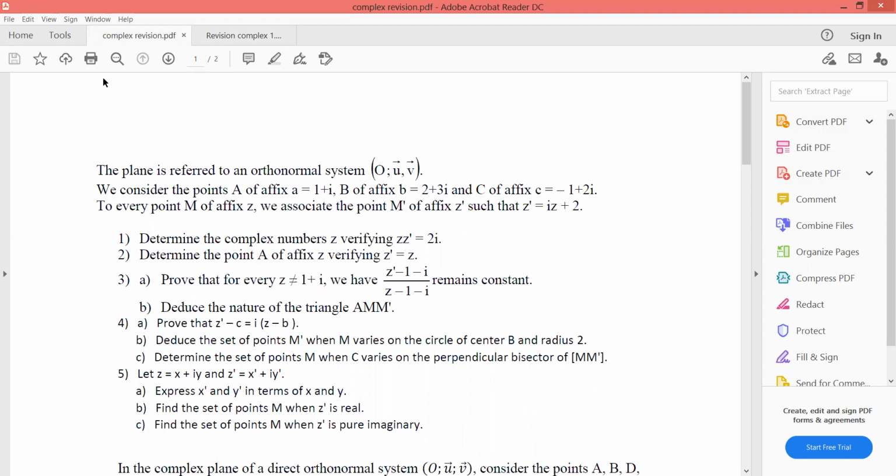Let's review. I have written for you 3 exercises. I hope we can solve them today and tomorrow to make a revision.